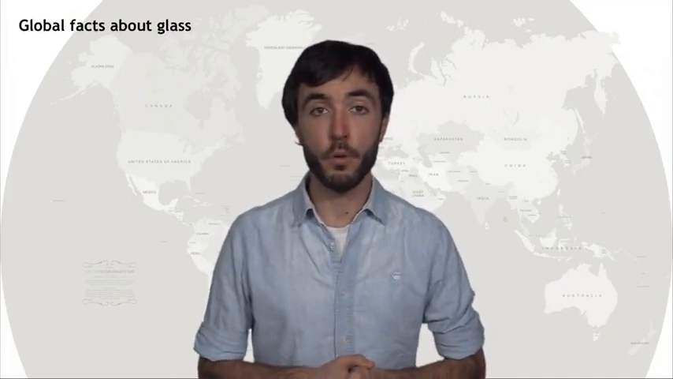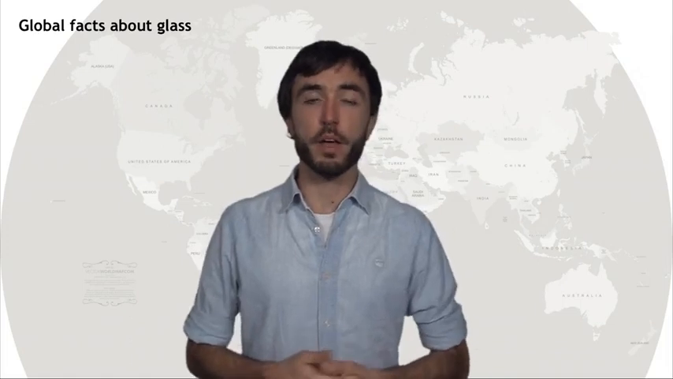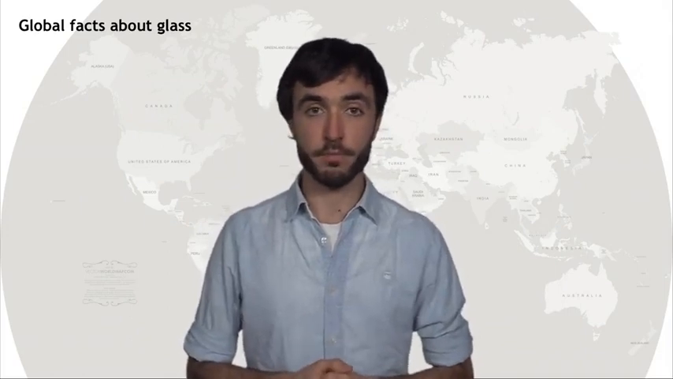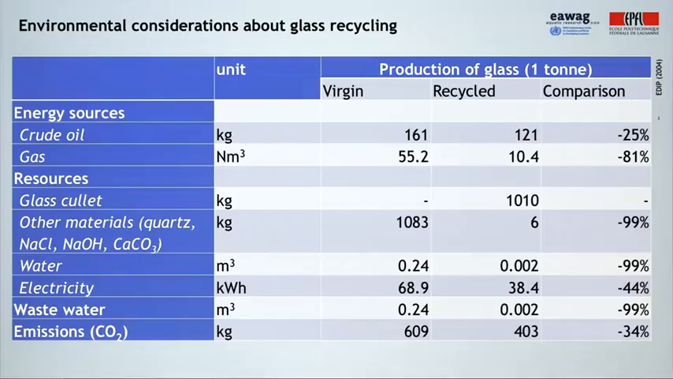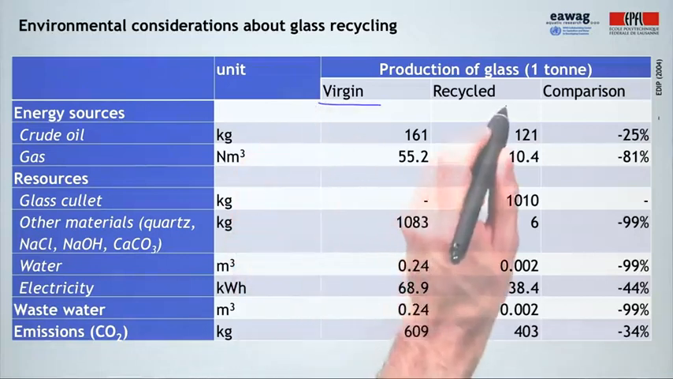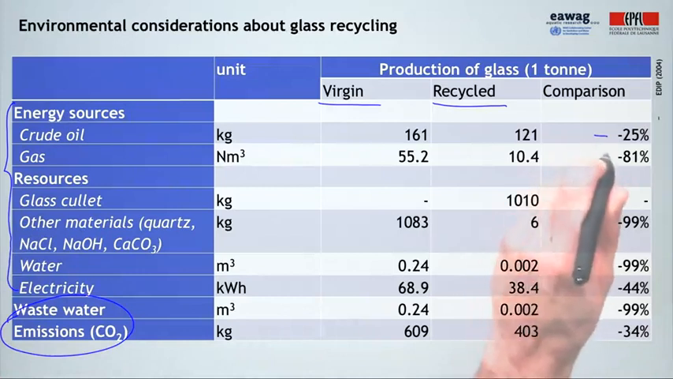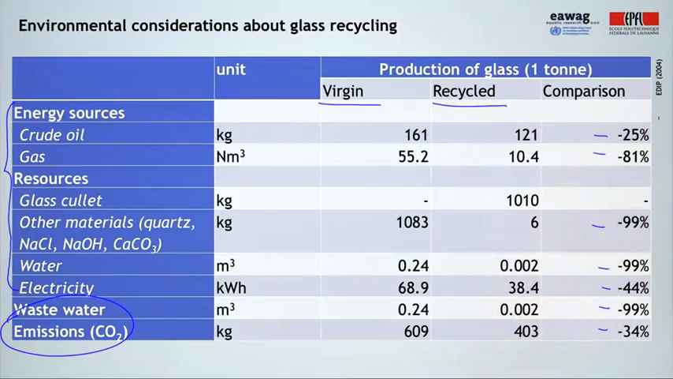Compared to paper that we already saw, or plastic and metals that we will see later, the global market of glass is not so big. Virgin materials are abundant and accessible in most parts of the world at reasonable price. Here again we have a similar table comparing the production of glass from virgin materials and from recycled glass. We see the different amounts of inputs that are required and the different amounts of wastewater and emissions that are generated. The results show that actually recycling reduces most of these inputs and also the outputs in considerable amounts, meaning that recycling glass has environmental benefits.